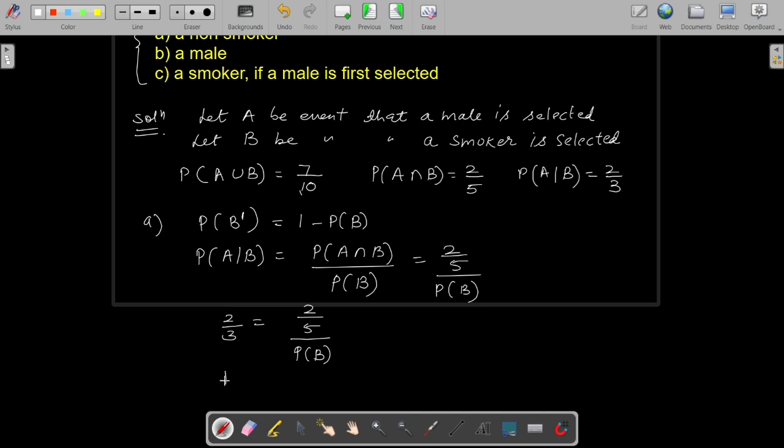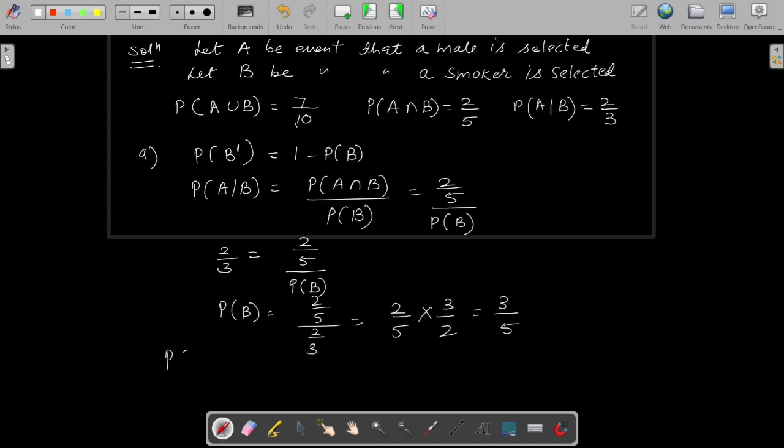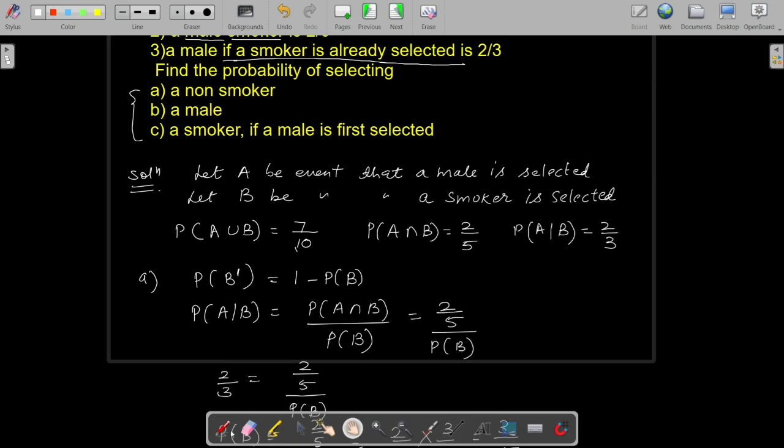So you are given 2/3 is equal to 2/5 upon probability of B. If I cross multiply, probability of B is 2/5 divided by 2/3. So this is equal to 2/5 multiplied by 3/2, that means 3/5. So probability of B is 3/5. And probability of non-smoker, that means not B, is 1 minus probability of B, which is 3/5. That means 2/5. So the first answer is 2/5.